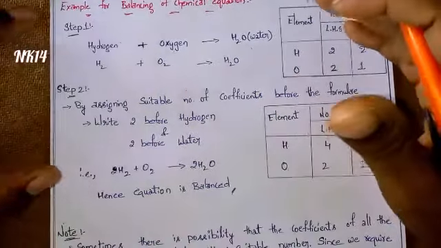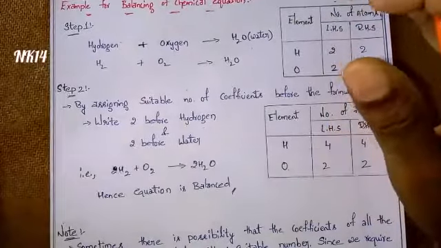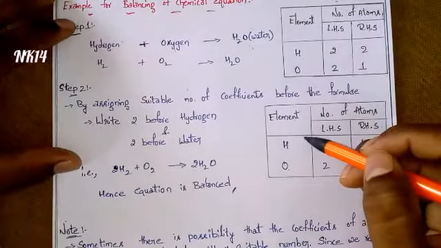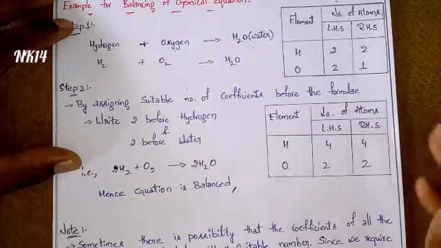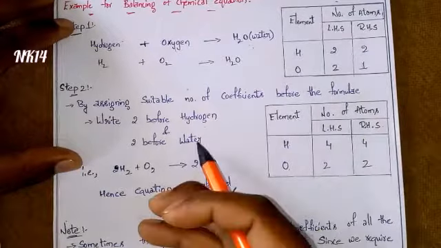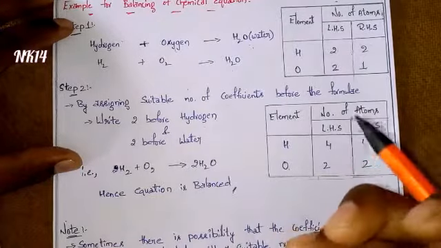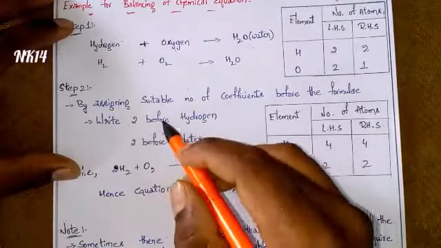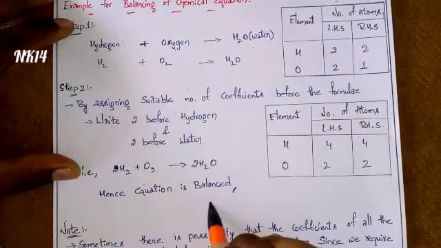Some equations will have more than 5 steps. In that case also, no need to worry. Just make the tables for each step and try to balance. So you have to add the coefficients, then the balancing will be done easily, friends. So as the equation is done, hence the equation is balanced.